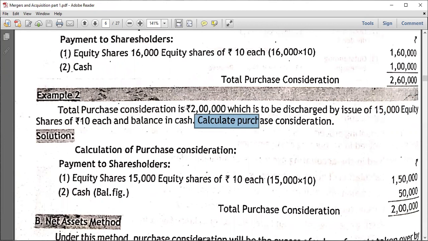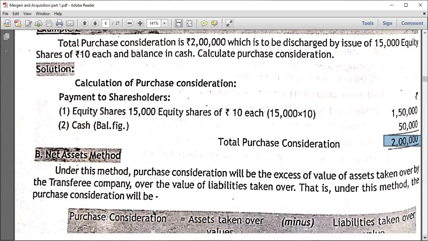So calculation of PC. They have not given it, but you need to write calculation of PC. So PC is equal to 2 lakh, and discharge of PC. Under that, 15,000 into 10, it will be 1,50,000. 2 lakh minus 1,50,000, the balance will be paid in cash. The total purchase consideration will be 2 lakh. That's all. We are done with lump sum method. Lump sum method, I think it is very, very easy.